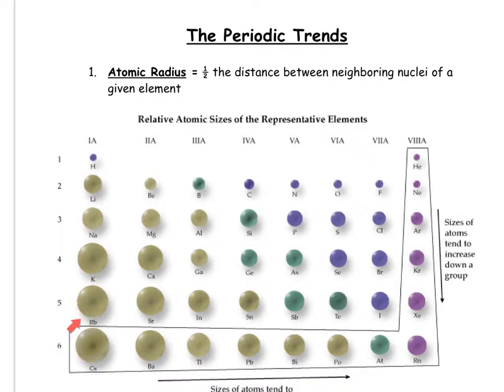Now, as you go down the group, we'll look at group 1 here. Group 1 is hydrogen, lithium, sodium, potassium, rubidium, cesium, and francium. As you go down the group, why do you think the atom is getting bigger? Well, what are we doing as we go down the group? We are adding a ring of electrons. So as we add the ring of electrons, the shells get bigger, and they make the atom's radius bigger.